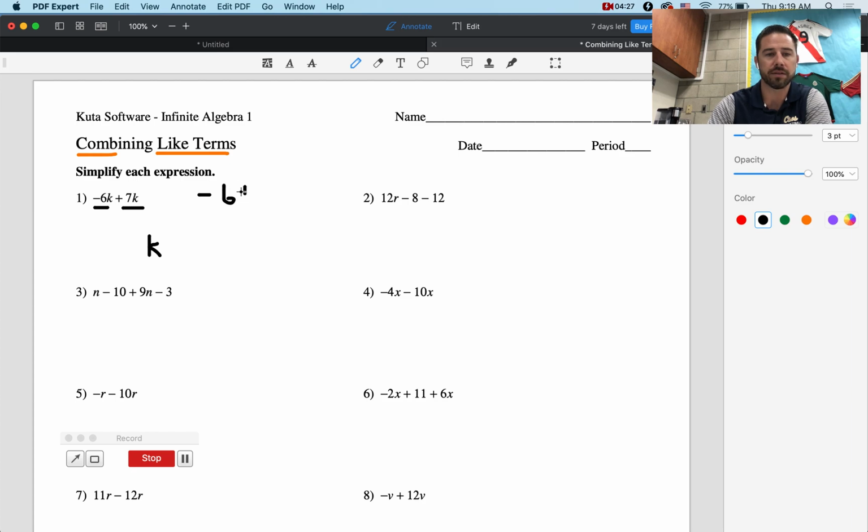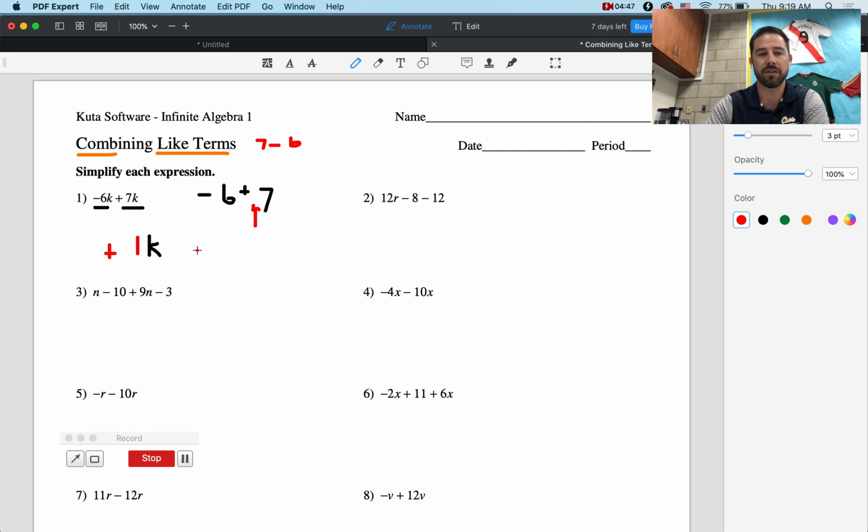-6 plus 7. And we did this lesson last week, right? Which number's bigger? Is it the 7 or is it the 6? 7's bigger. We're going to keep that sign. So our answer is going to be positive, right? And then all we do is subtract. We take the bigger number minus the smaller number. 7 minus 6 gives us 1.